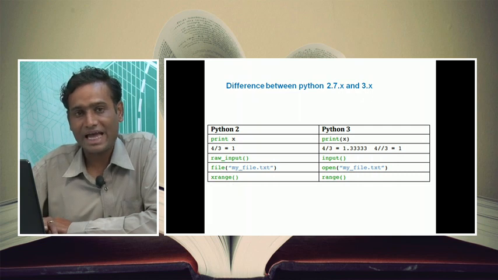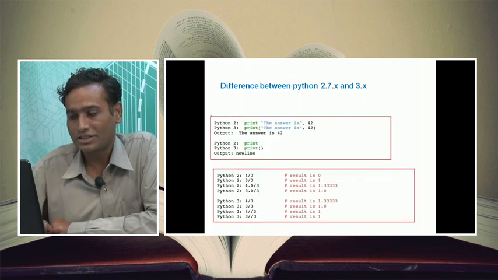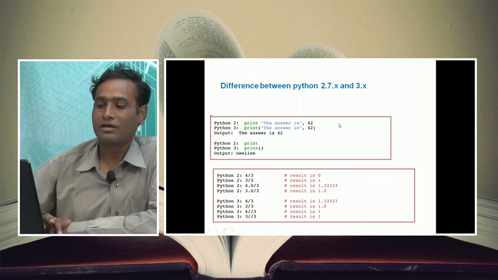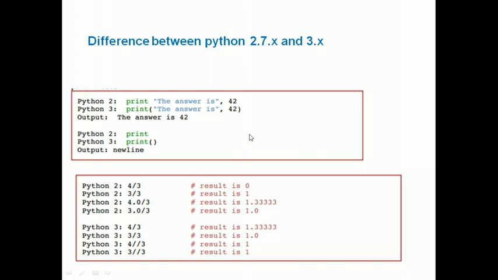Python 2 uses xrange for a bigger range, and in case of Python 3, it uses just range. Now here I explain the difference with more explanation with examples. In Python 2, I can just write print, and the output is: the answer is 42.